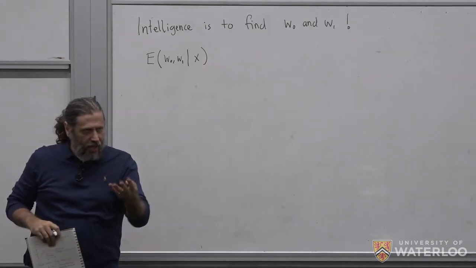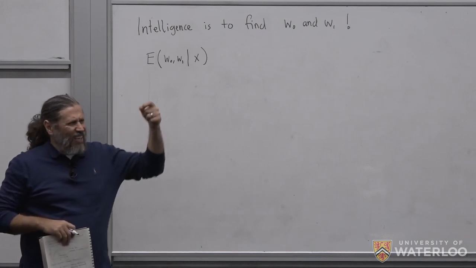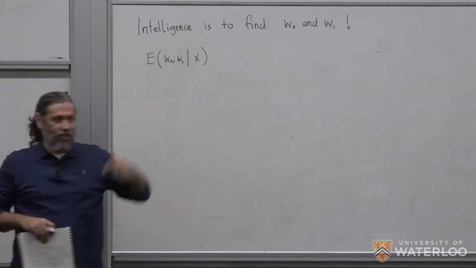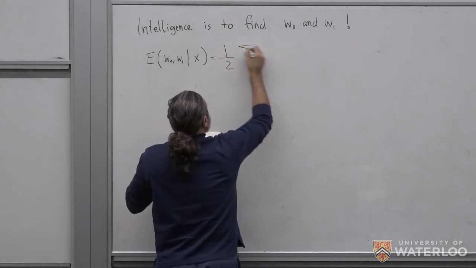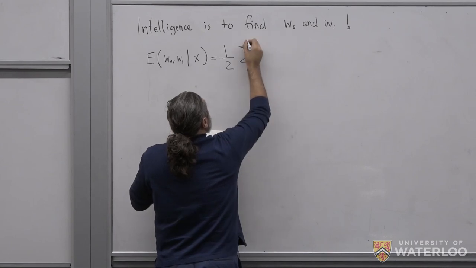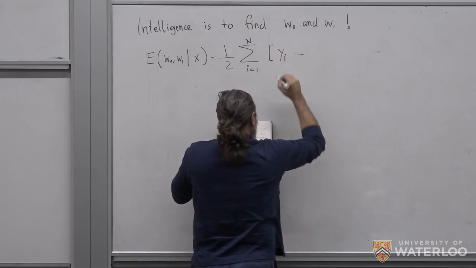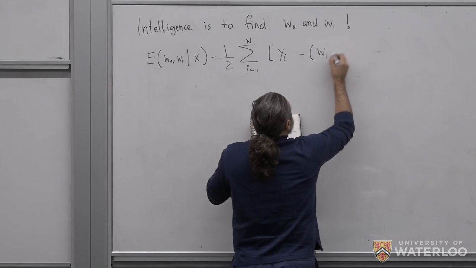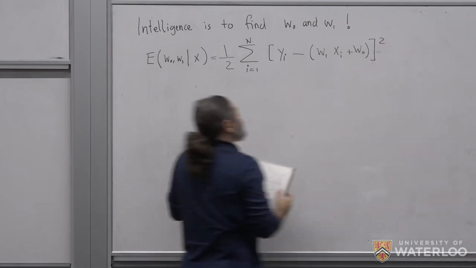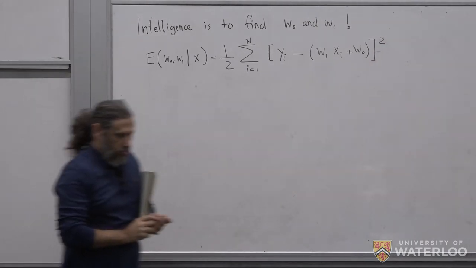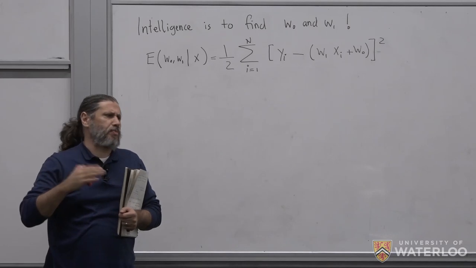Now, I want to formulate it in a different way so that I can come up with a model. So what is the expected value of those weights when x is given? What is x? Data from the past. So this is half of the sum of i goes from 1 to capital N, number of measurements, in the bracket, y sub i minus w1 x sub i plus w sub 0, squared. So, we do not freak out, so sum of squares, sum of differences. We see this pattern again and again.